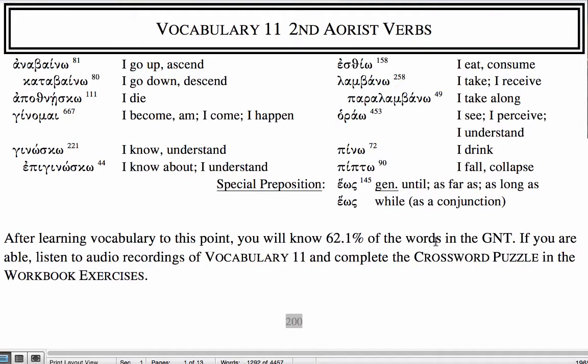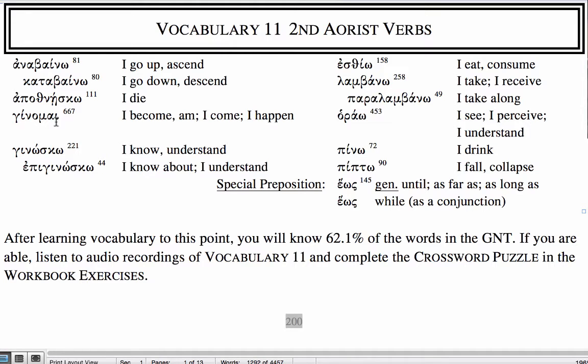This vocabulary contains second aorist verbs, as well as a special preposition that can also function as a conjunction. Anabaino, I go up or ascend. Katabaino, I go down. Apothnesko, I die. Ginomai, I become or I am. Sometimes this verb also has a sense of to come or to happen.